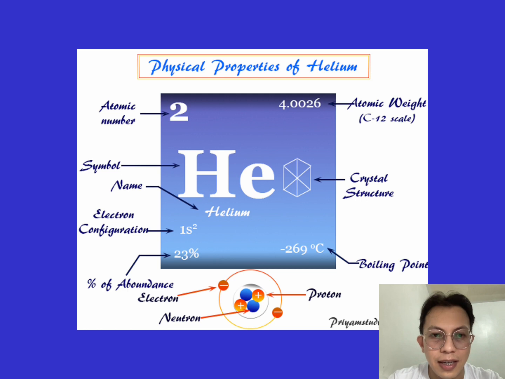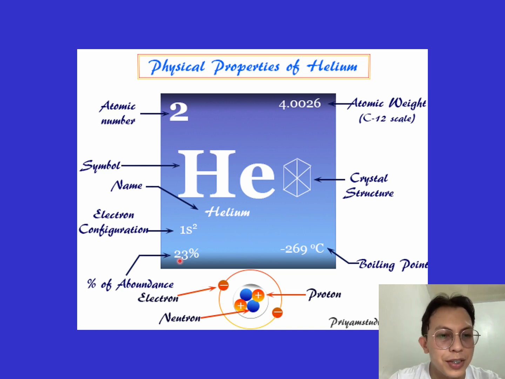And there it has a geometrical shape. It means that it is a structure, a crystal structure. And below, here also 1s2, that's the electronic configuration. And 23, that's 23%. That means the abundance of that element in our world, or in the environment, or in general in the world.